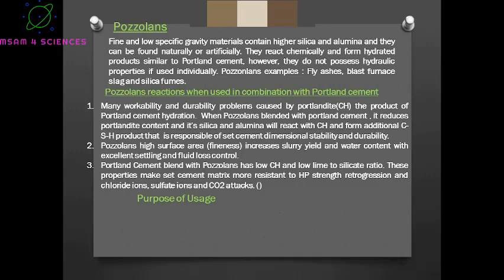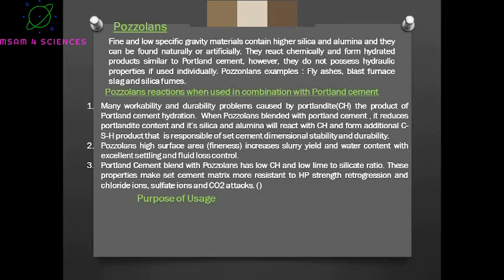So, when pozzolan is blended with Portland cement, the ratio of Portlandite will be decreased, and the major components of pozzolan, silica and alumina, will react with the remaining hydrated Portlandite, and that will form additional compressive strength. As we studied, the function of CSH is to make the set cement more stable and durable.